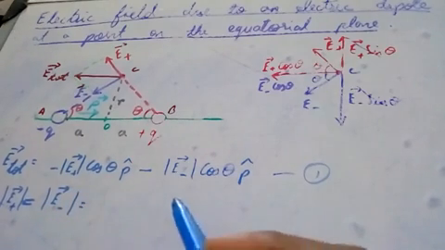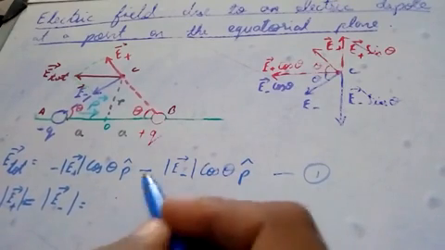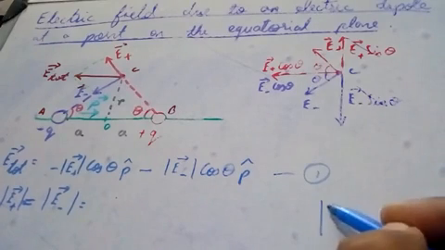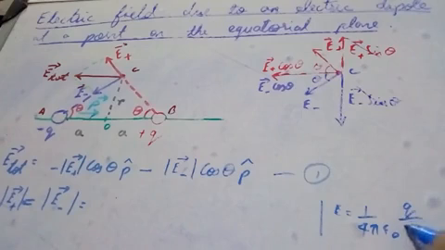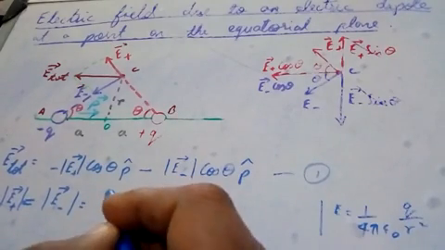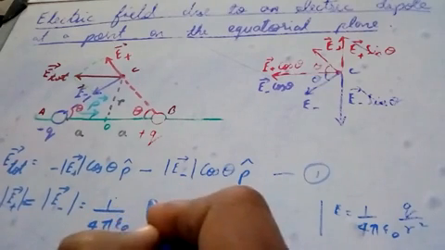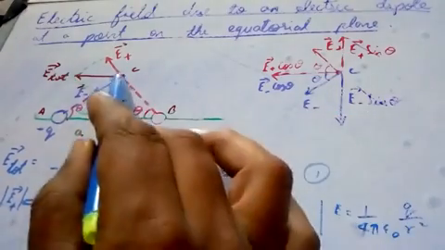We have the formula for electric field, that is E is equal to 1 by 4 pi epsilon naught into Q by R square. Our aim is to find what this R square is here. So 1 by 4 pi epsilon naught Q by, okay, now we'll take this triangle here.